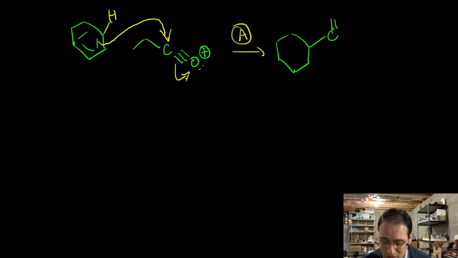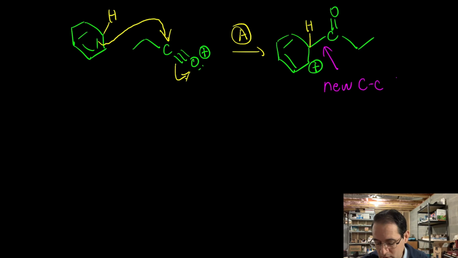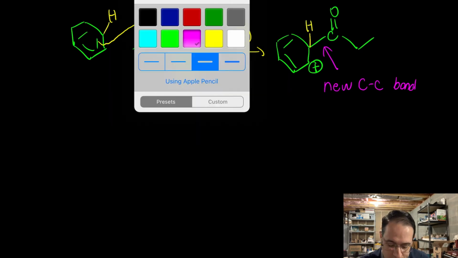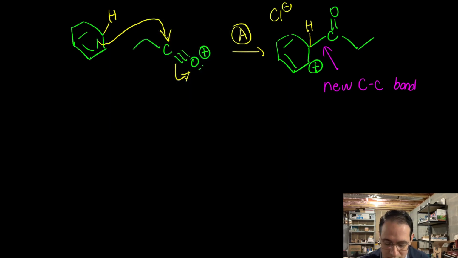I'll draw in the C so we can see it clearly. And you want to make sure you have the right number of carbons. 3 carbons there. Okay, so everything else looks familiar at this point. And so that's a new carbon-carbon bond, okay, to a ketone, okay, to an acyl group. So now at this point, chloride is going to snag this hydrogen and regenerate the aromatic ring through deprotonation. Okay.